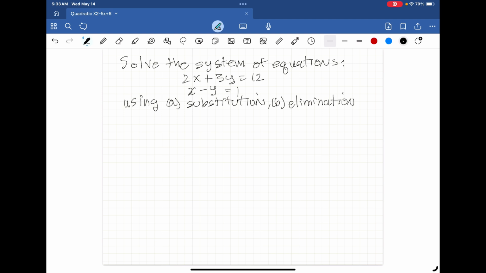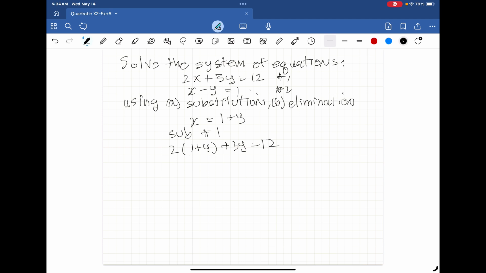And what we want to do, since the second equation here, we'll label this number 2 and number 1, the second equation is the simplest, so we can say x is equal to, by taking the y on that side, 1 plus y. Now we can take this and substitute it in the number 1 equation, this right here. So we get 2 times x, which is 1 plus y, plus 3y is equal to 12.